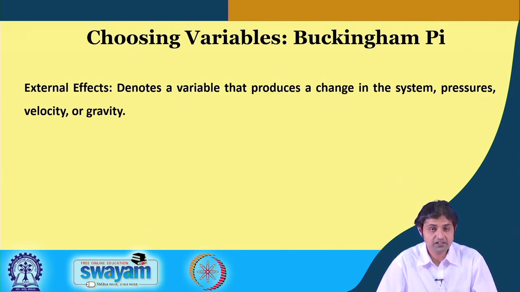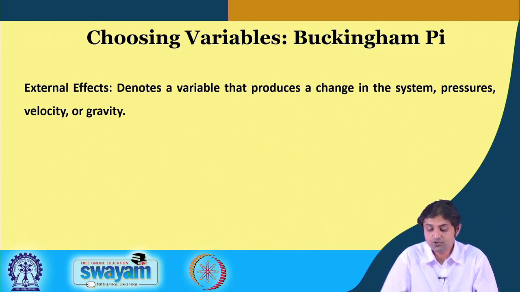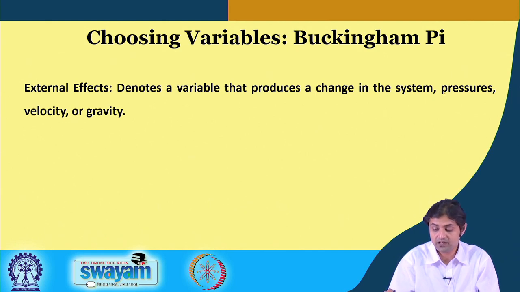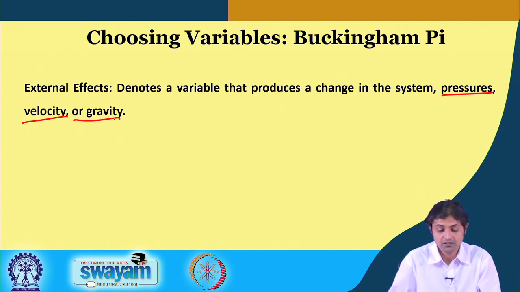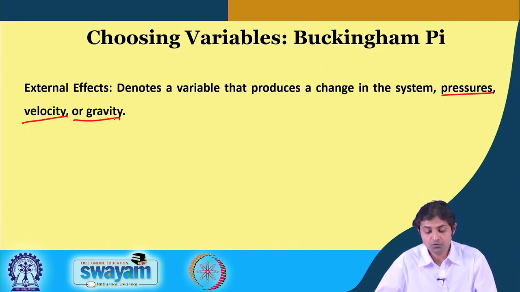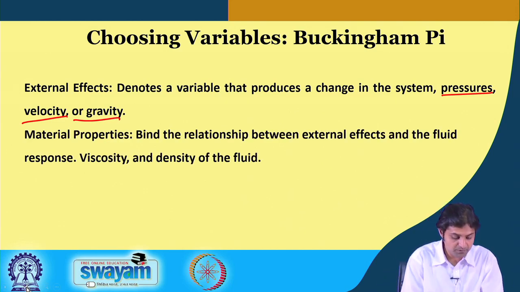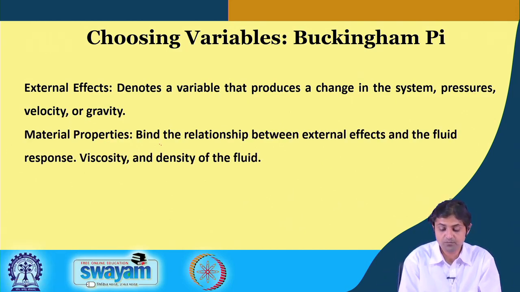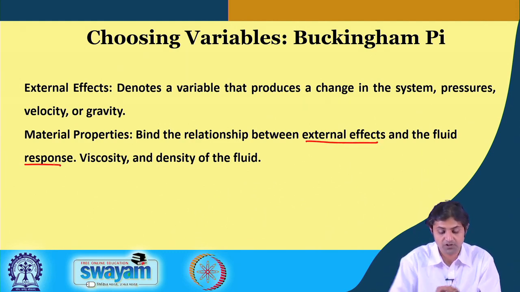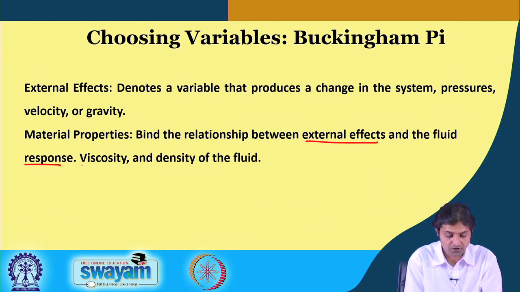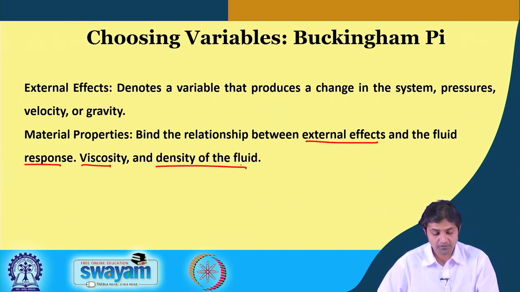External effects, what are external effects? External effects denote a variable that produces change in the system, like pressure, velocity or gravity. These are external effects. What are material properties? Material properties bind the relationship between the external effects and fluid response. For example, the viscosity and density of the fluid can be listed under material properties.